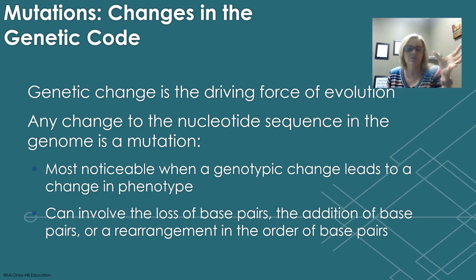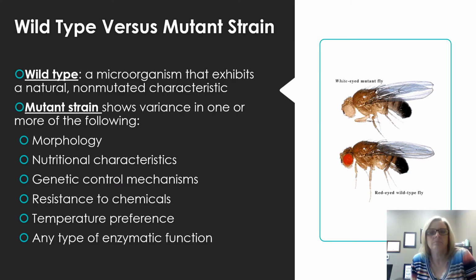Sometimes that mutation is going to cause a change in the phenotype if it changes the amino acid structure enough that it changes the overall structure of the protein. And sometimes it's going to be what we call a silent mutation, where it does not affect the structure of the protein at all. So this can involve the loss of base pairs, adding base pairs. It can rearrange the order of base pairs. We can substitute, delete lots of different things.